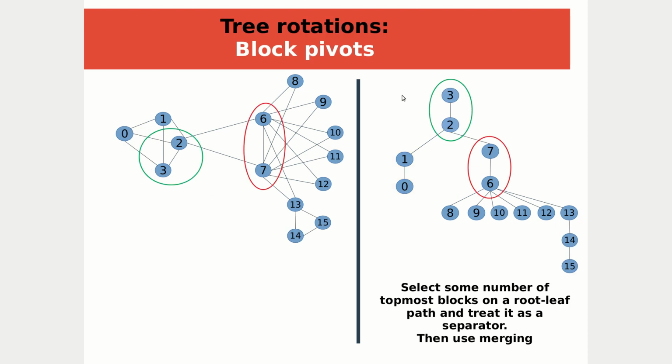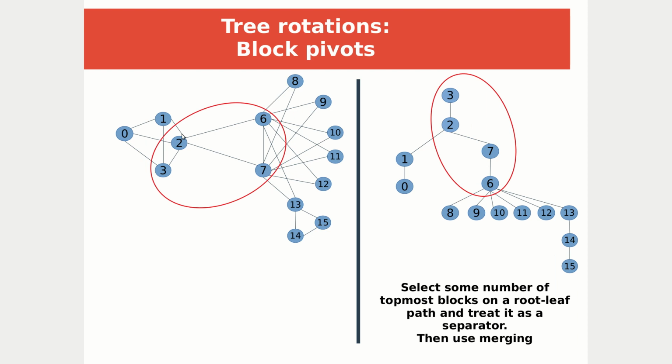When we have found a tree decomposition, we apply some post-processing steps. The first post-processing method is the block pivot. We select some number of topmost blocks on a root-leaf path, that is here, the longest root-leaf path. We select the 2 blocks, the green one and the red one, and treat them as a separator. 2, 3, 6, and 7 is a separator.